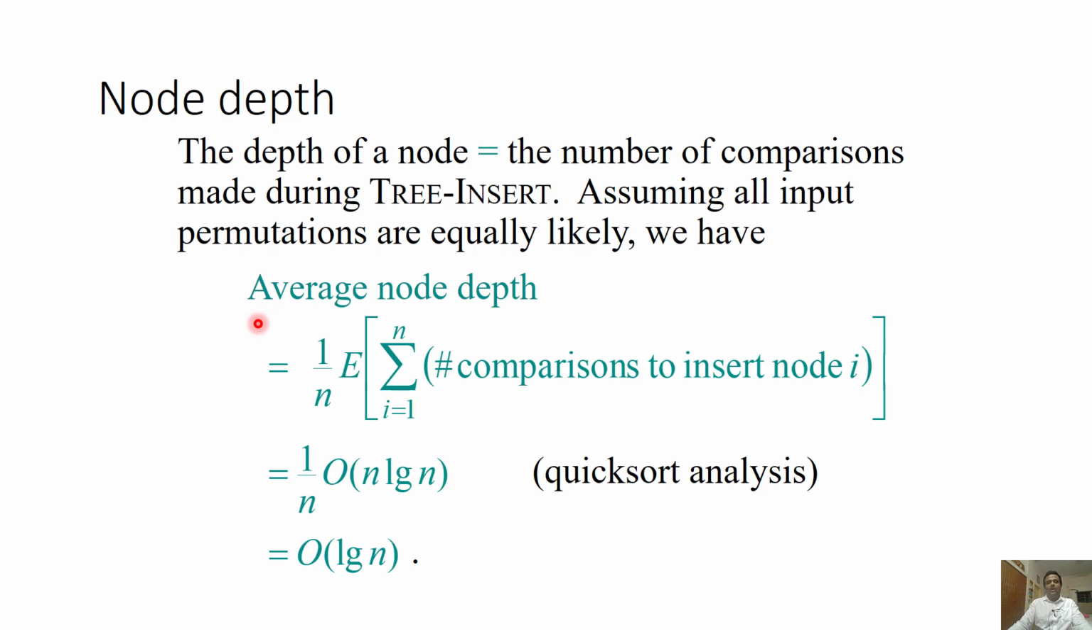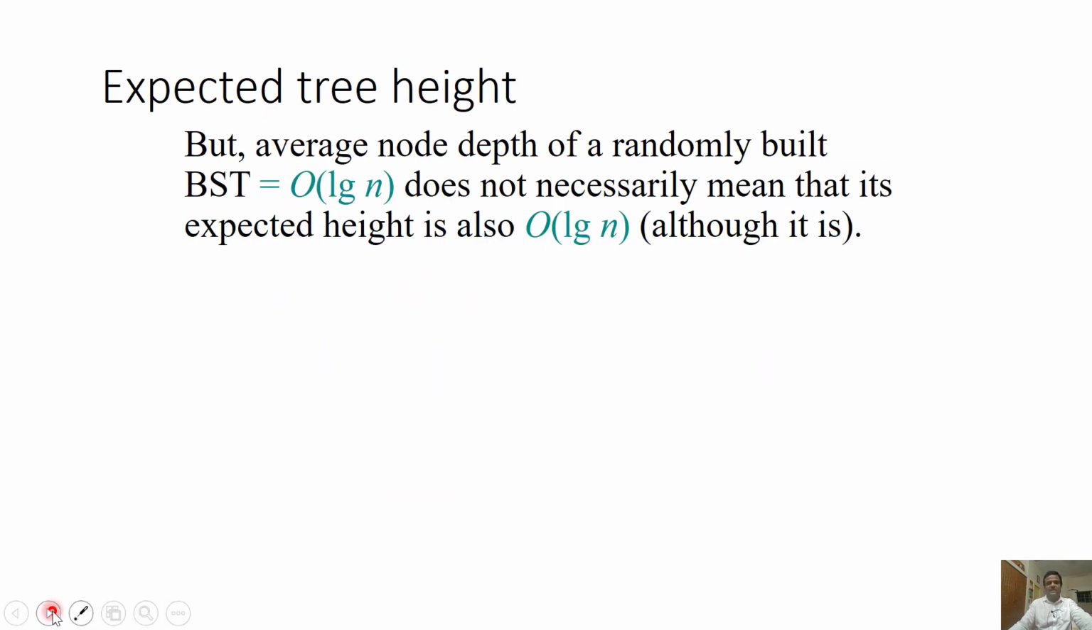So now what is the average node depth? Average node depth is 1 by n times the time to build the BST, the summation of these comparisons in the sort, which is basically the depth of x. Now this is the same as the expected runtime of the randomized version of quick sort, and this is 1 by n because of average node depth, and this is log n. So the average node depth of a randomly built BST is log n, but that does not mean the height is log n, because we can take this example.